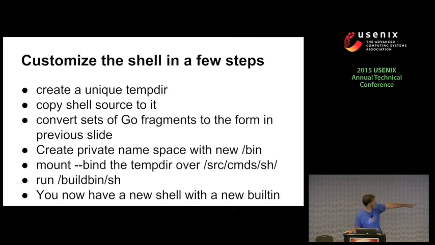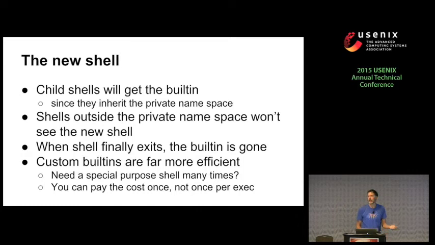So right up to almost the last step, it's a little special, and after that, it's not special at all, right? Because it's just the normal u-root flow. It's just that the source just changed. The sh command is gone because you've mounted your tmpfs over the existing bin. You've got a new shell. Child shells will get the built-in.